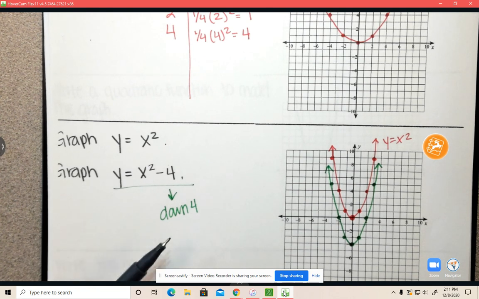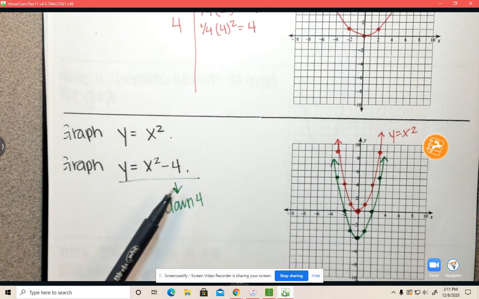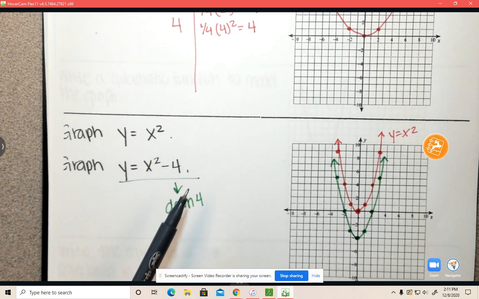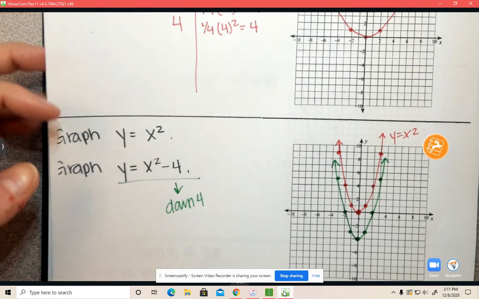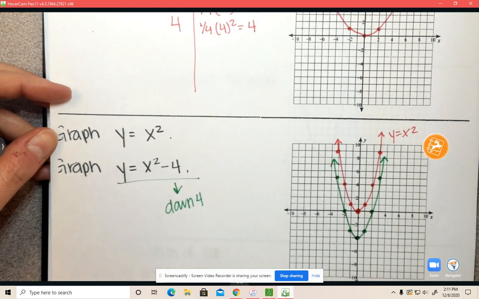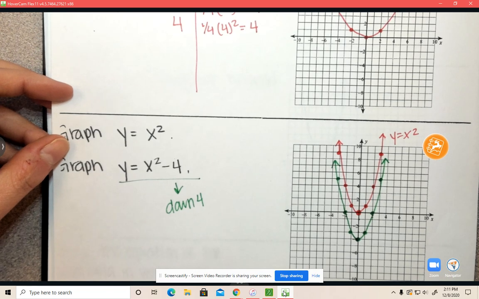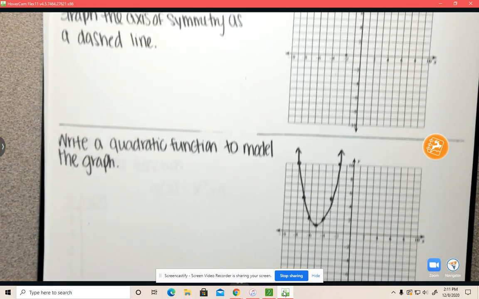Okay, so you're going to have some problems like this where you have to decide how it's moved. So that number on the outside tells you if you're moving up or down. Remember, if it's negative, it's down. Positive is up. And you can have a number inside parentheses with X. And that can tell you if you're moving left or right. So outside is up, down. Inside is left or right.